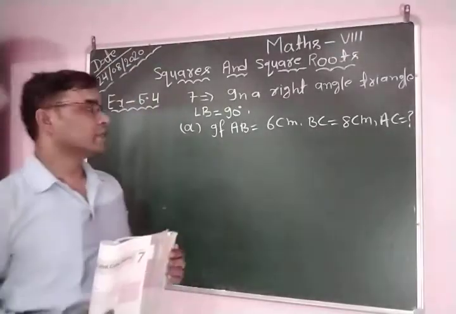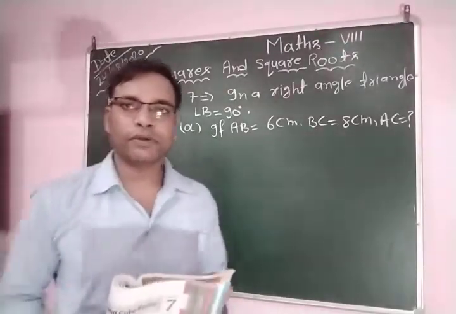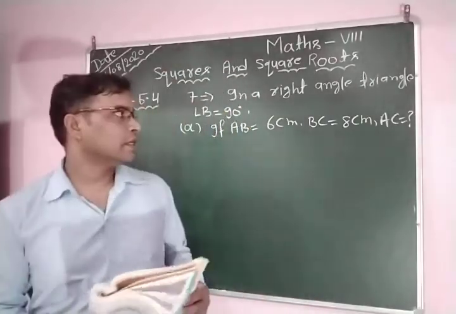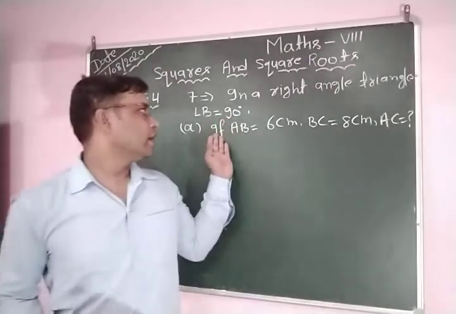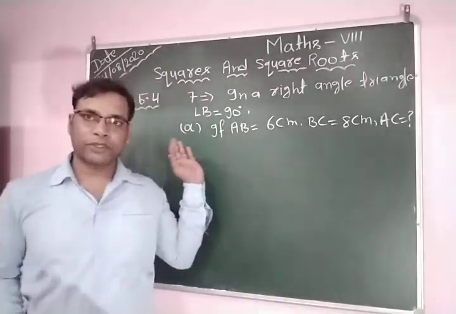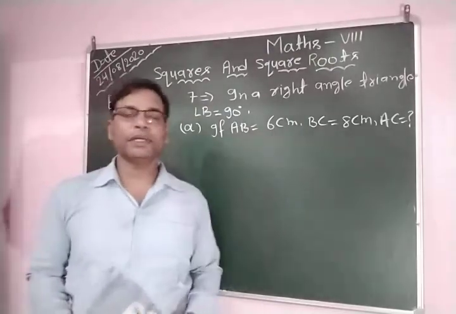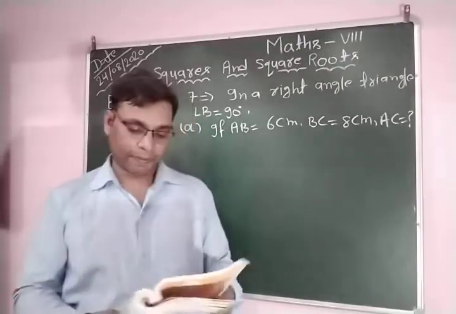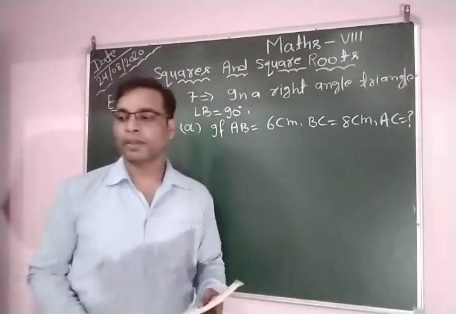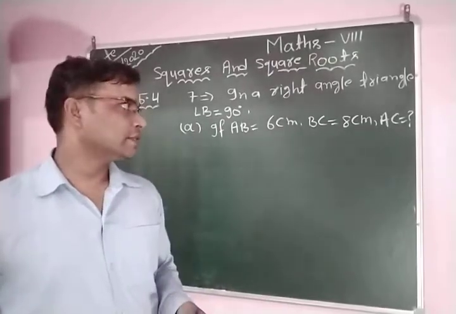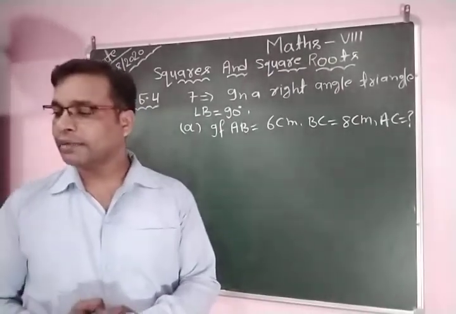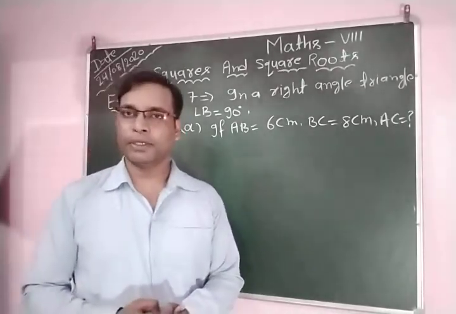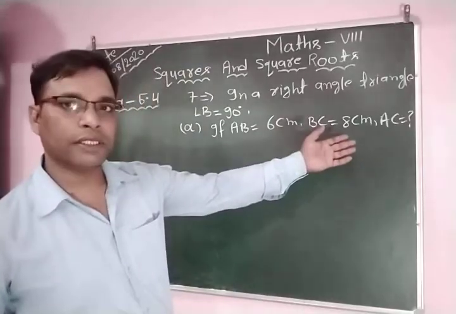This is the next question of this exercise 6.4, question number 7. Question 7: in triangle ABC, B is equal to 90 degrees. Part A of this question: if AB is equal to 6 centimeters and BC is equal to 8 centimeters, find the value of AC. Part B is also here: if AC is equal to 13 centimeters and BC is equal to 5 centimeters, then find AB. So first you find AC. What is the value of AC?